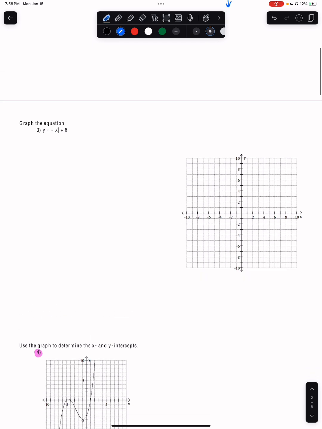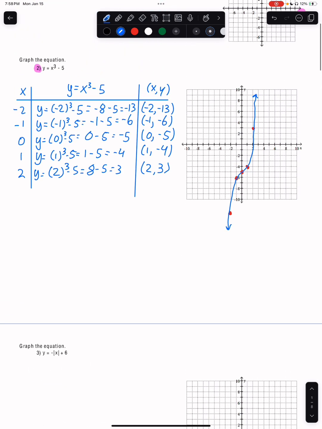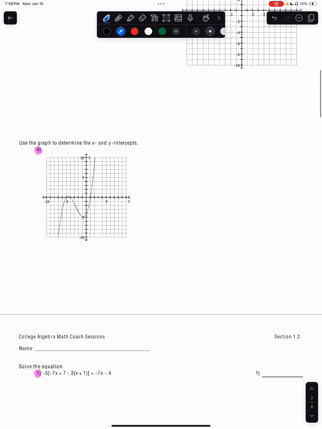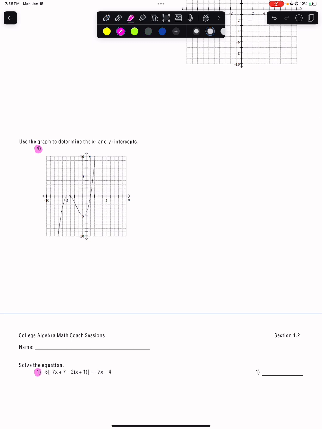Number 3 right here is doing the same thing, but just with a different equation, so the graph would look different. So looking at question number 4, use the graph to determine the x and y intercepts. The x and y intercepts are just going to be observing the graph and seeing where it crosses the x and y axis. So again, this one is the x-axis, and this one is going to be the y-axis.